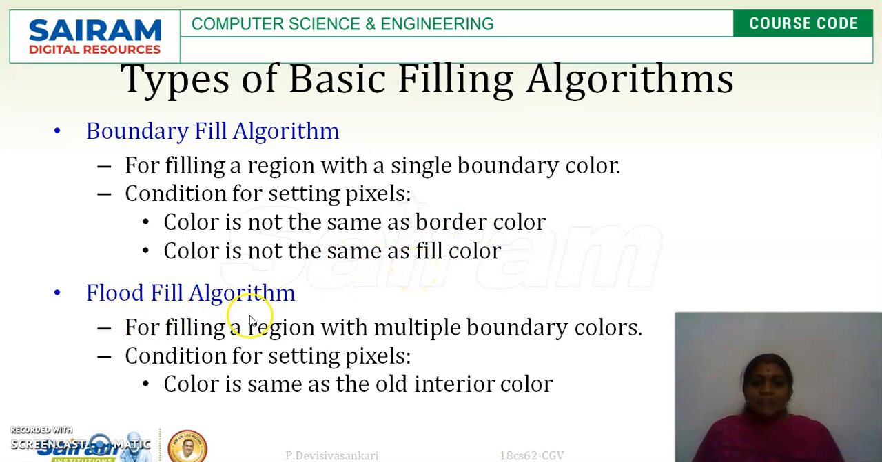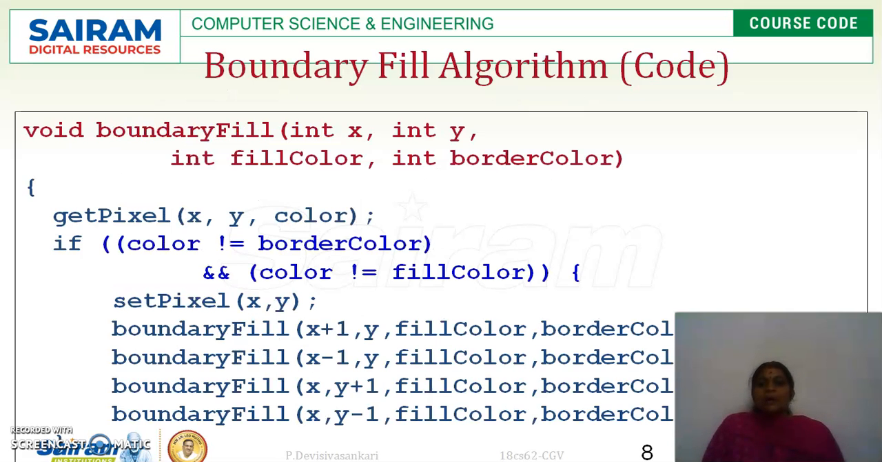And the flood fill algorithm: if we are using multiple boundary colors, then we have to go for this flood fill algorithm, right? Here the condition we are using is that the color will be the same as the old color. For example, half of the region will be in green color and the remaining half in yellow color, so to set up the boundary we use the old color, the previous color. Up to the particular point, the yellow should be retained, right?